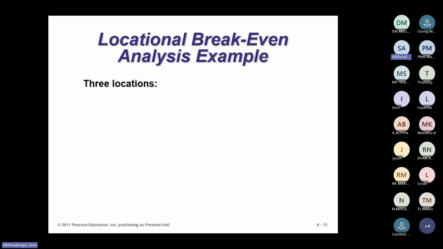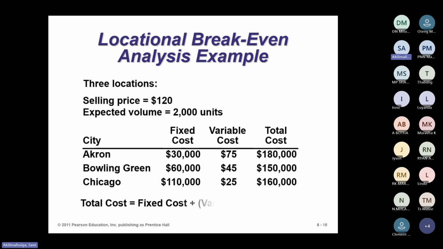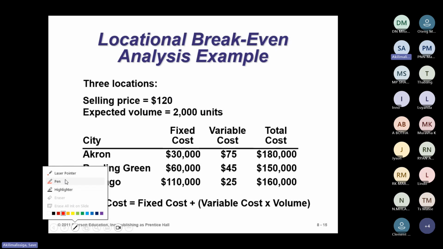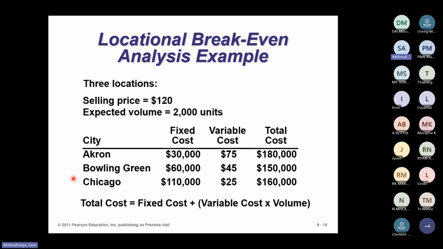So let's look at this example here. In this example, we have three locations. From the three locations, let me see if I can grab my pointer here. Yes, from the three locations, each location has its fixed cost and its variable cost, as well as the total cost. But the total cost in this case is given by the expected volume.